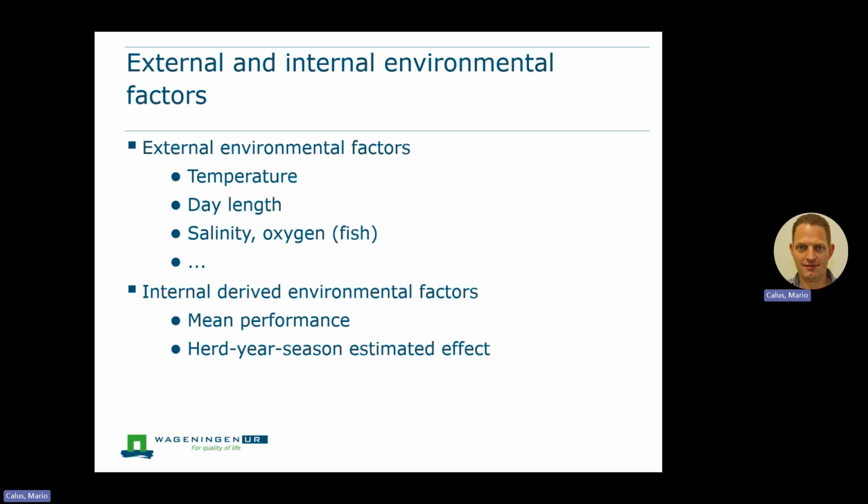A pragmatic solution to this is to use what we would call internal derived factors. They are basically, for a group of individuals that are in the same herd or the same contemporary group, the mean performance of these individuals. The idea is that the mean performance of these individuals is a reflection of the environment as they have experienced it. In many cases, and this is also what I did in my PhD thesis, we would first run a model where we include a herd year season effect, and then the estimated effect for the herd year season is the environmental descriptor for the reaction norm that you would run subsequently.